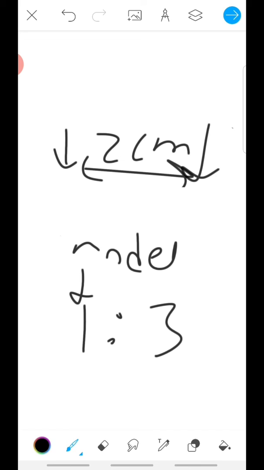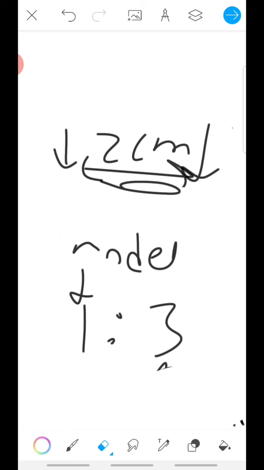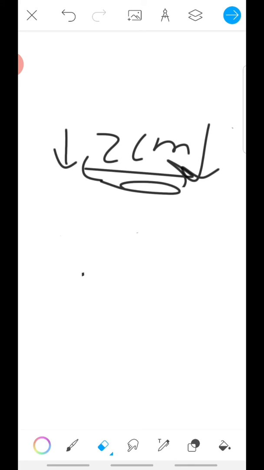It can be like 1 decimeter of this would equal 3 decimeters in real life. But this is not 3 decimeters anymore, so it doesn't really matter what you use. But it's just smart to use centimeters when you know this is in centimeters. Okay, so this is real life. So remember, it's always model on the left side and real life on the right side.